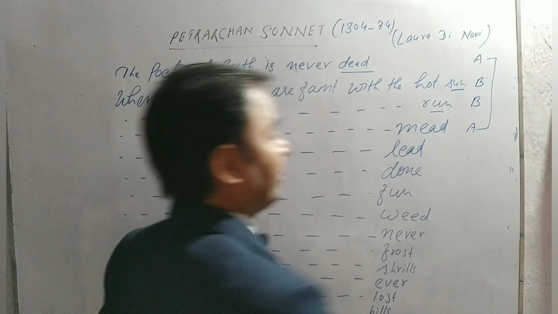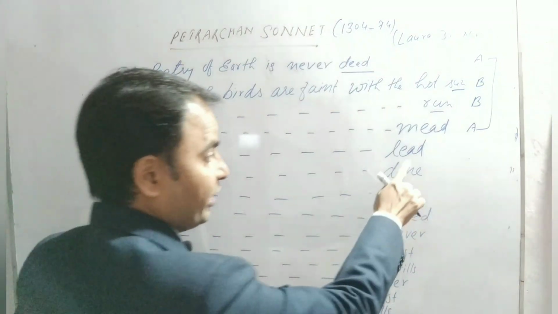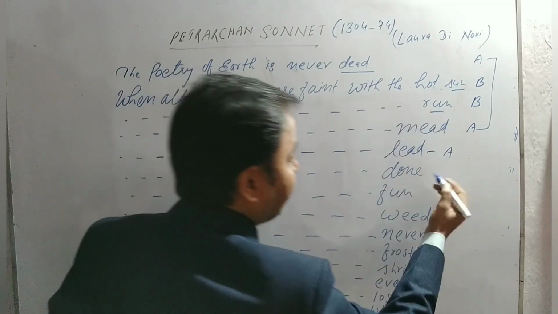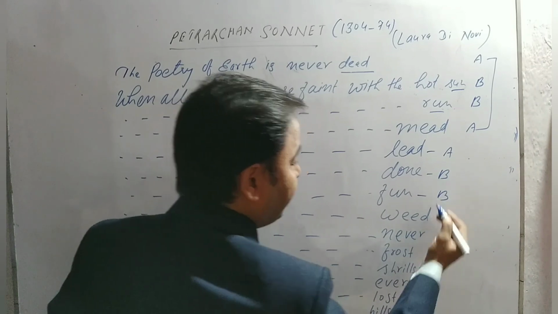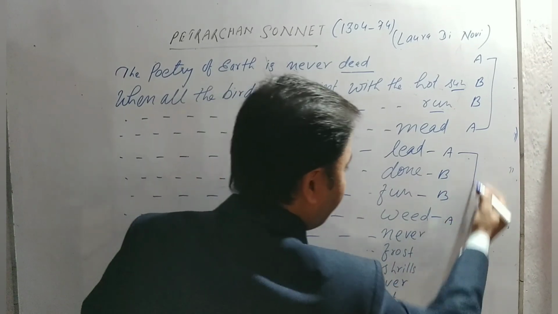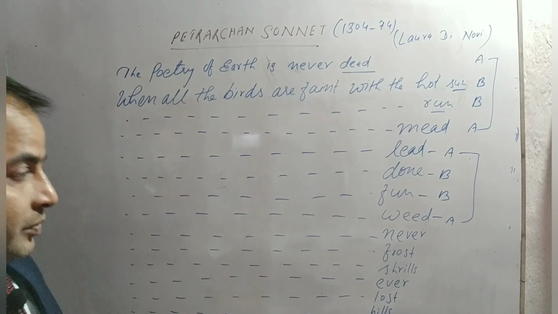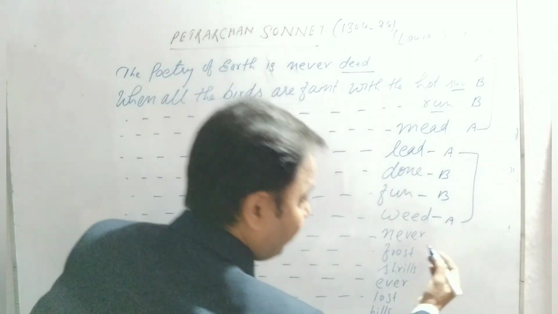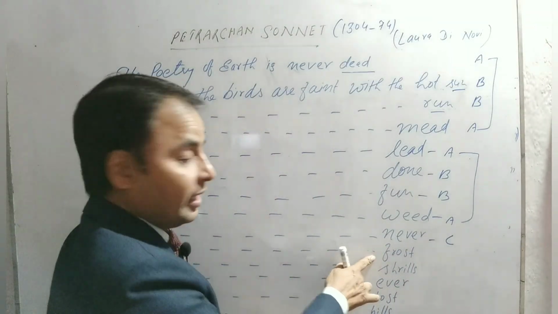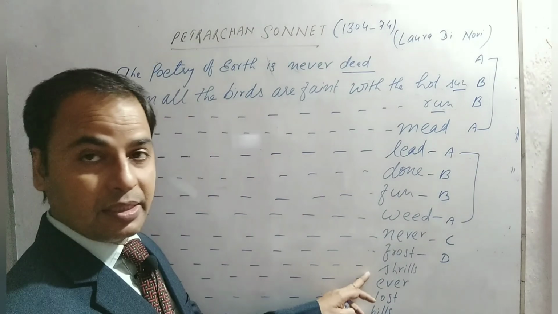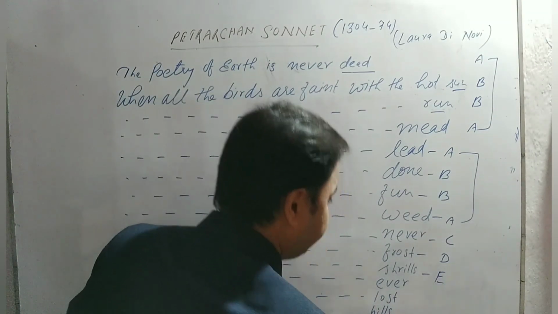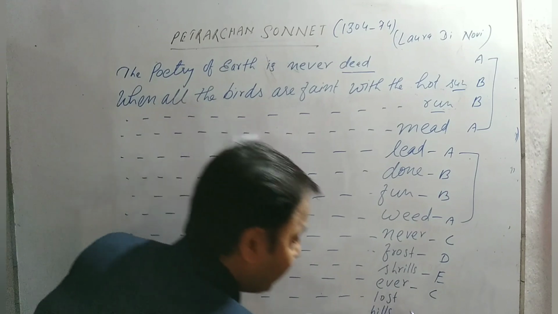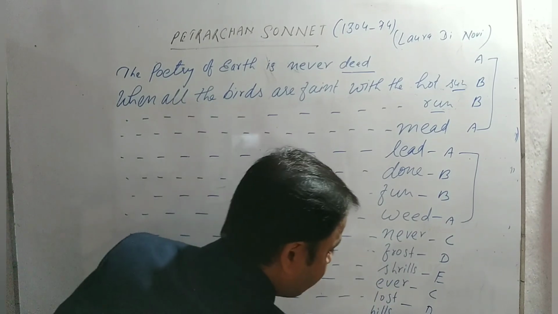So these four are separated from the second one. Again laid, like dead, so we'll write here A. Done, like run, B. Fun, like B, and wed, that is A. So again this one is what? A, B, B, A. Now we move to never, totally different, neither A nor B. So we must write down here C. Frost, again different, then D. Shrills, again different, then E. Ever, just like never, so it must be C. Lost, like frost, it must be D. Shrills, like hill, so it must be E.